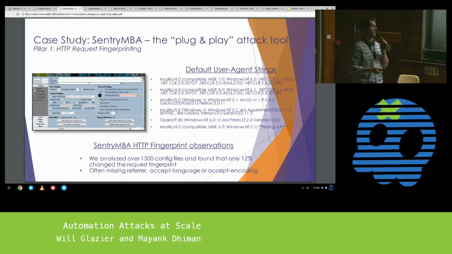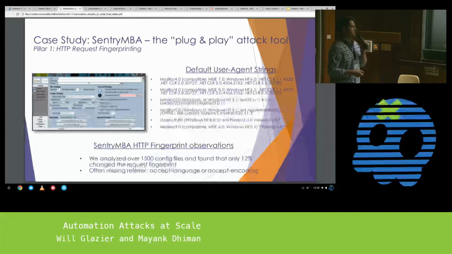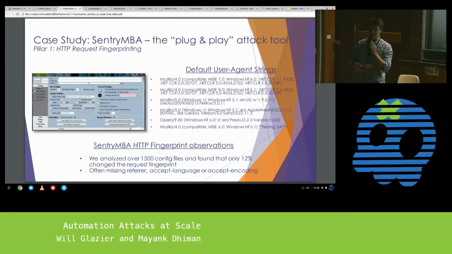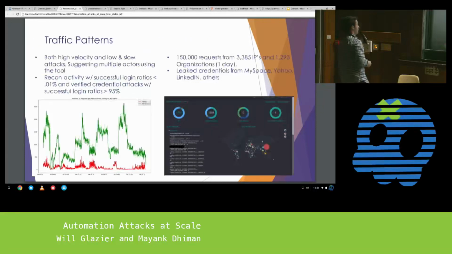Only 12% changed that fingerprint, often missing things like referer, accept language, accept encoding. So you can gain, once again, a lot of value from looking at the default behaviors and knowing how things behave in your environment, and then using those indicators to act on proactively.